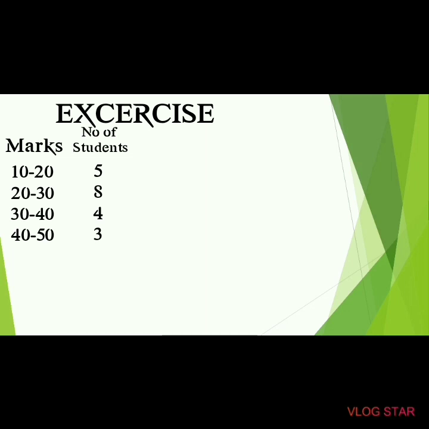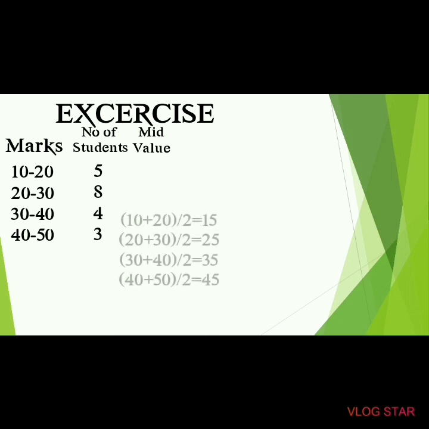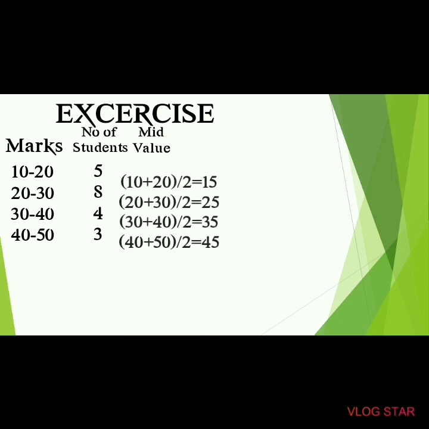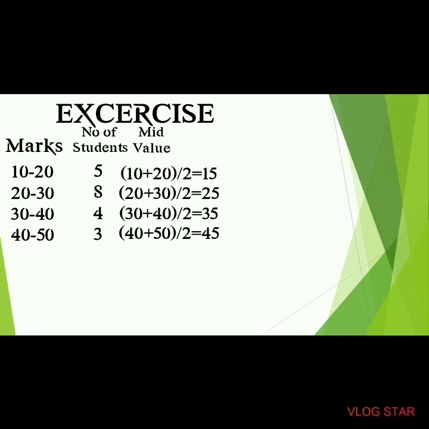Now let us find out the mid values. Mid values are the average of lower limit and upper limit of the class. That is 10 plus 20 divided by 2 is 15, 20 plus 30 divided by 2 is 25, 30 plus 40 divided by 2 is 35 and 40 plus 50 divided by 2 is 45. So we got the x values.